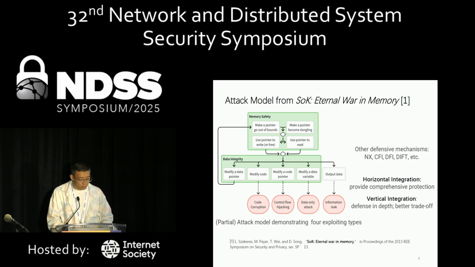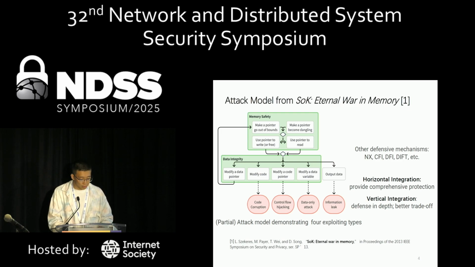The Eternal War in Memory outlines a step-by-step attack model. In this model, exploitation typically begins with out-of-bound and dangling pointers. Attackers use these invalid pointers to read and modify data, and eventually escalate their attacks. For each step, there are mitigation techniques, such as enforcing spatial or temporal memory safety to prevent the misuse of invalid pointers, or we can protect the integrity of various sensitive data.